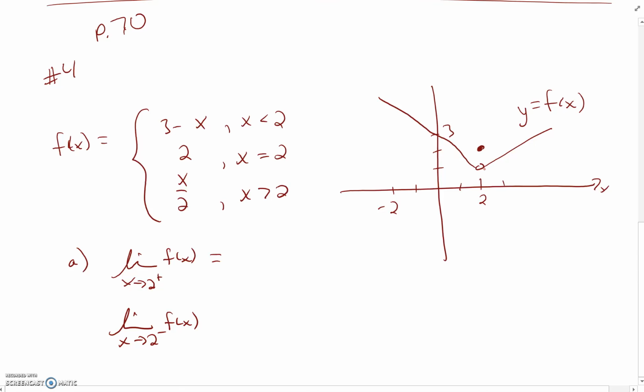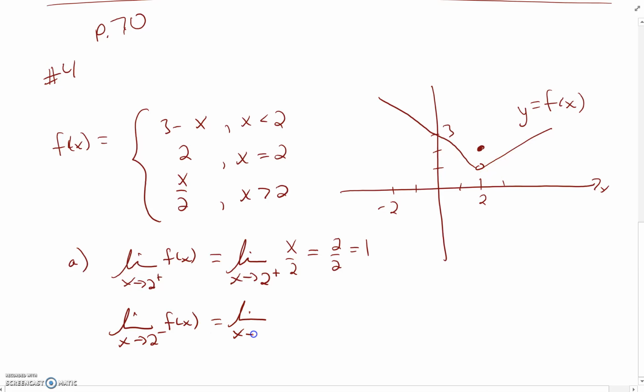Let's say we didn't have the picture. We had just the function. How would we do it? Try not to look at the picture, look at the function. Approaching 2 from the right side means bigger than 2. Look over here on the right side. Which one of these is bigger than 2? The bottom one. So we're going to use x over 2. Well, that's just a simple limit. You just get to plug 2 in. So 2 over 2, you get 1. And that's exactly what we got from the picture.